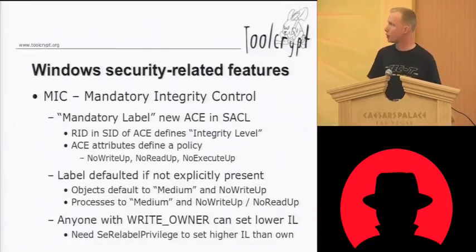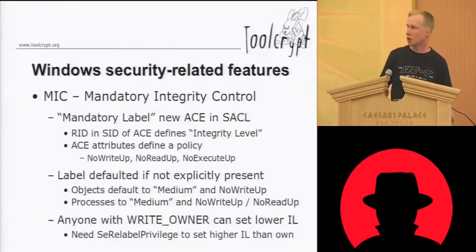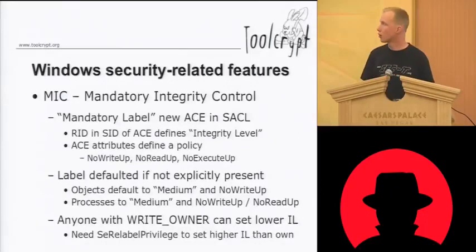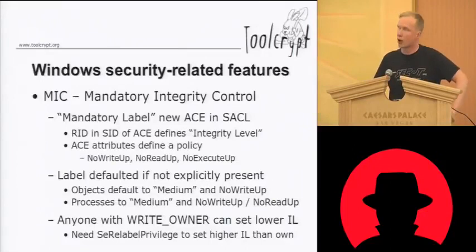It's implemented in such a way that there's a new access control entry in the system access control list, which is called a mandatory label access control entry. And the SID in the mandatory label access control entry doesn't identify a user or a group. It actually identifies what's called an integrity level. This integrity level is basically a number from 0 to whatever. And there are a number of different default assigned numbers with names such as low, medium, medium plus, high, system, and so on.